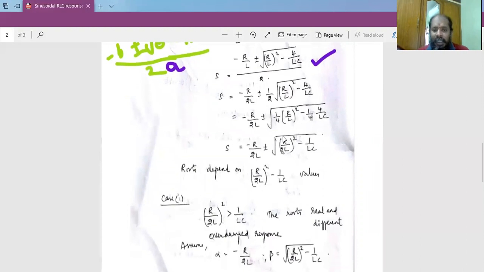Now, based on this square root term, your roots will be different. So we categorize that into three cases, as we have done in the previous transient response of RLC. The same methodology, the same procedure, and it's a very big derivation which is not required to apply completely. You just say the condition and formulate the partial fractions type. That is enough, and say what is the type of damping it is going to undergo.